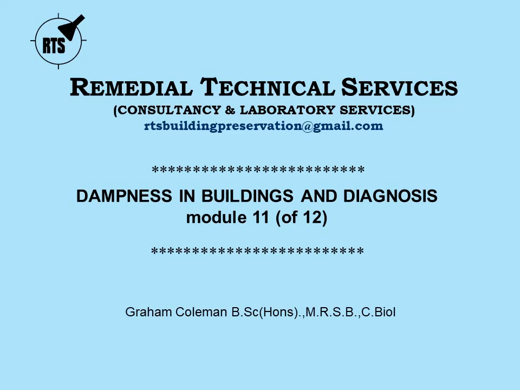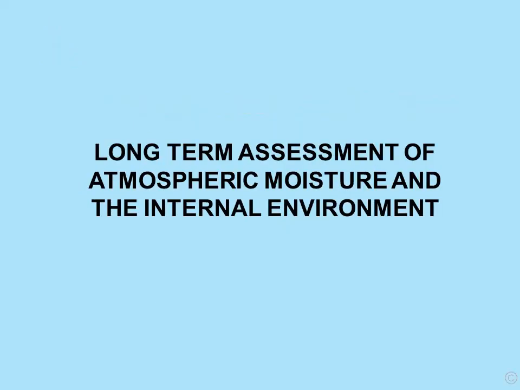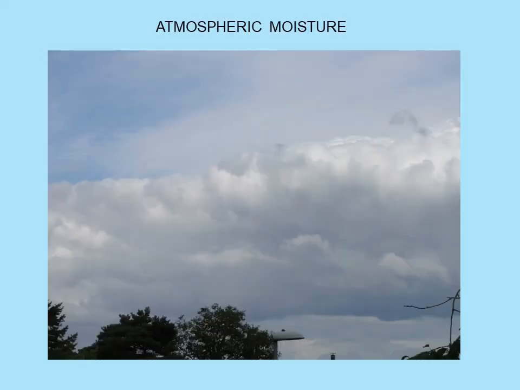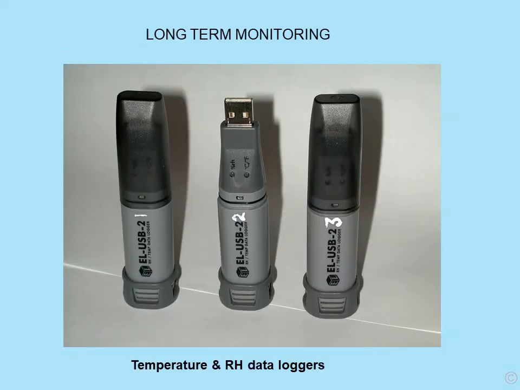Dampness in Buildings and Diagnosis, Module 11. Long-term assessment of atmospheric moisture and the internal environment. There's some atmospheric moisture, perfectly visible as clouds. But in the internal environment, you don't see it like that. It's simply clear, nothing effectively to be seen, except possibly the consequences of it.